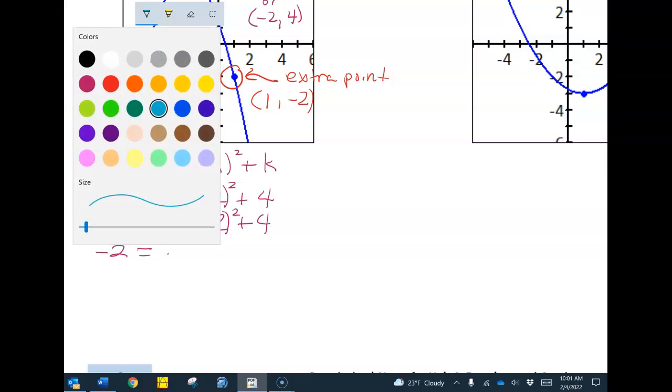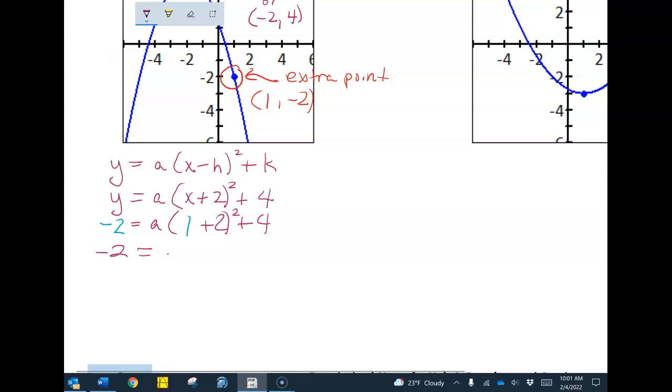So now moving on to our arithmetic. 1 plus 2 is 3, 3 squared is 9, so we have 9a plus 4, and then we just need to solve the equation. Subtract 4 and divide by 9, and we have a is equal to -6/9, which is -2/3.